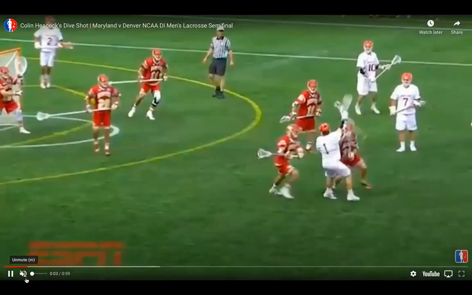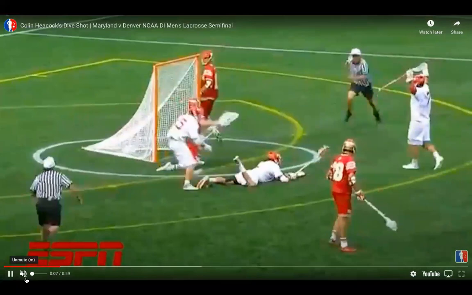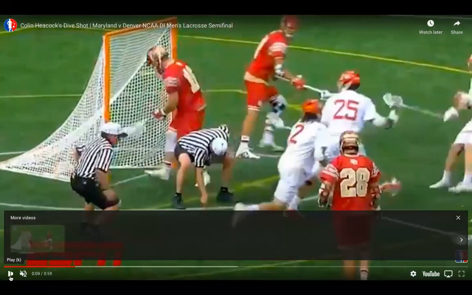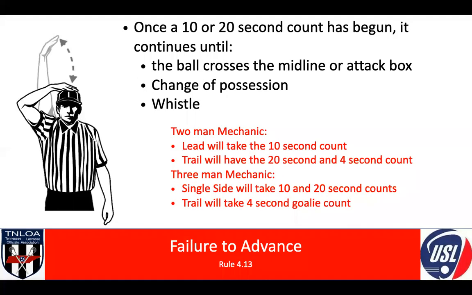Now this is about the dive, which we don't have in high school rules. This is an illegal procedure, a crease violation. You can see this official runs in and goes, no, he touched the crease right here. Crease violation. That is an illegal procedure.